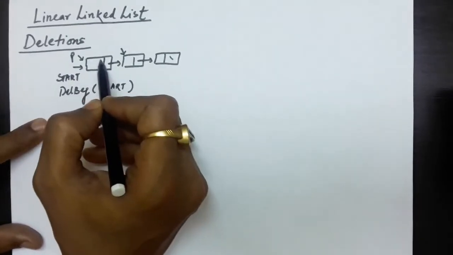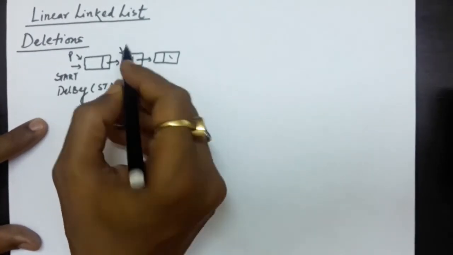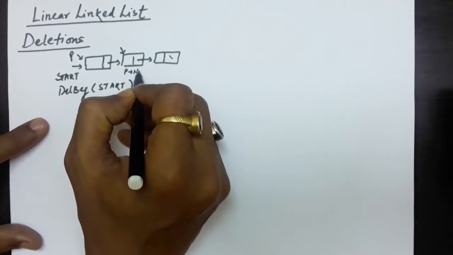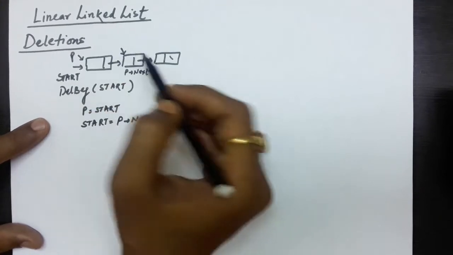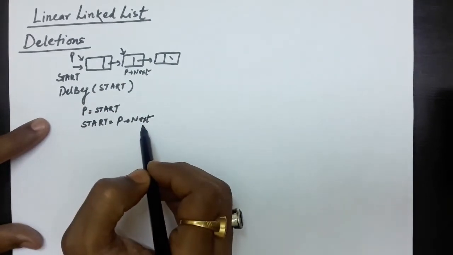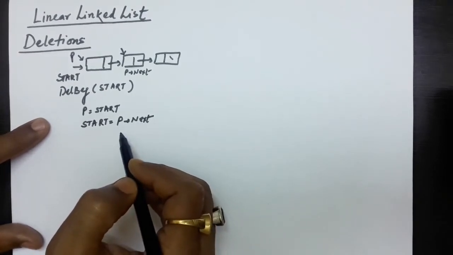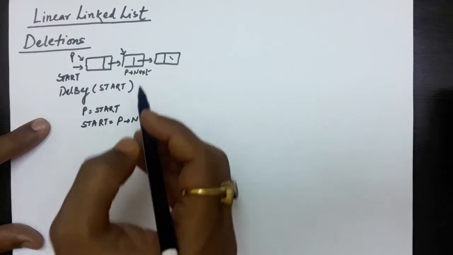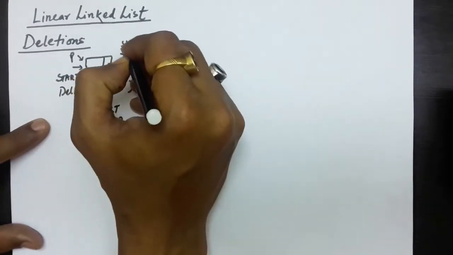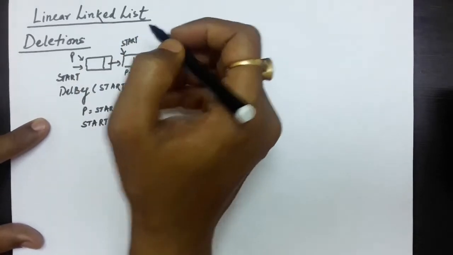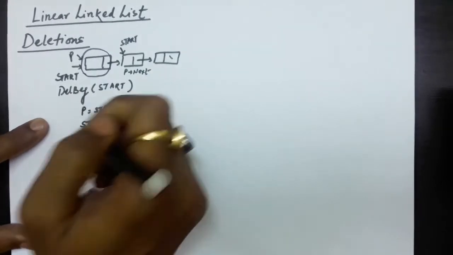because if this node is P, the next field will contain the address of this node. So once we have the address of this node, which is P dot next, I can assign start here. It means start will keep the address of this node. So start equals p dot next, or even you can say that start equals start dot next. Both will work. Okay. Now, if you have shifted this start here to the second node, this node is of no use for us. We will have to destroy the memory taken by this.